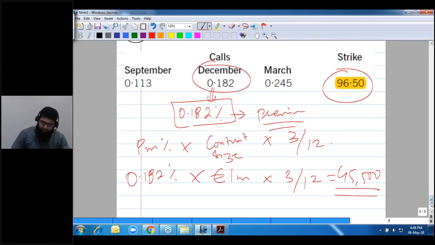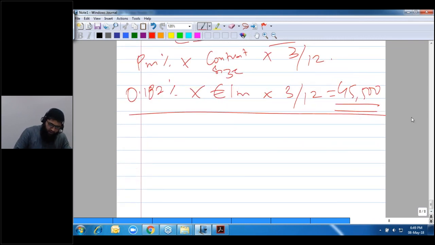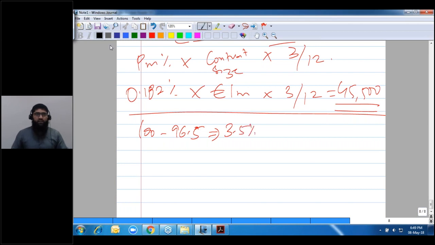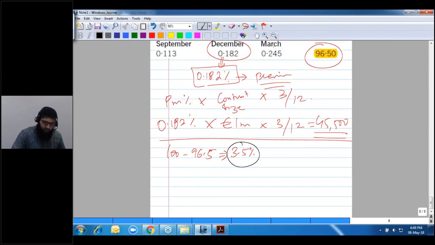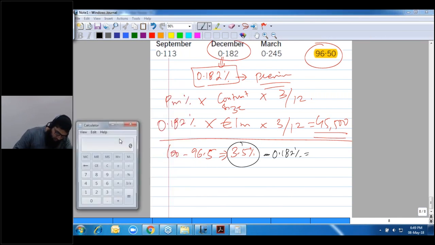Now you need to understand one thing. This 96.5, if I convert this into a percentage, 100 minus 96.5 is going to be 3.5%. Now what are we going to do? We're going to say 3.5% is an inflow, and the premium that you are paying of 0.182% is an outflow. So what is going to be the net rate that you are going to achieve?